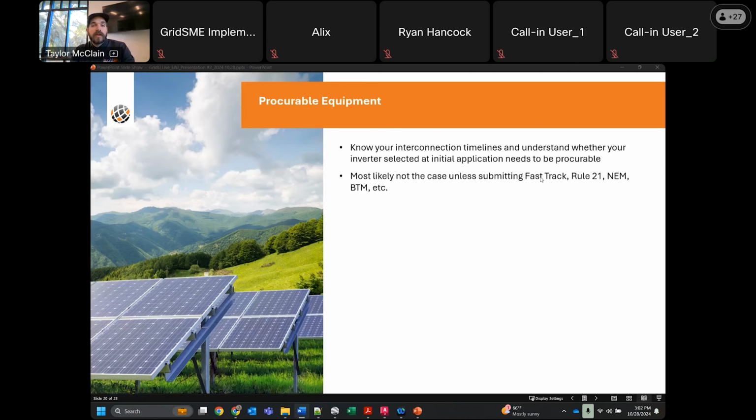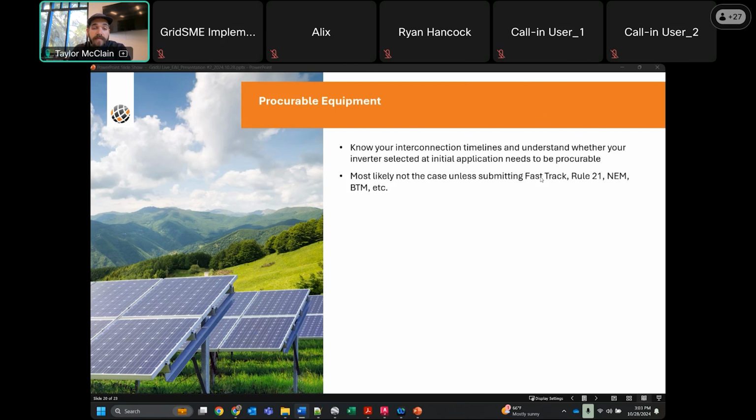So procurable equipment, as I mentioned before, here at GridSME, we don't deal with the procuring of equipment for clients or any of that side. So I think for some of you folks out there, you may actually have a really good handle on this procurable equipment, potentially more than your consultant who is the interconnection expert. So if that's the case, definitely, once again, make sure you're sharing this information.